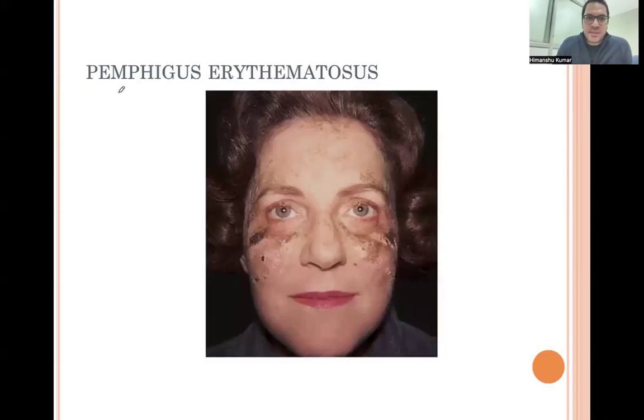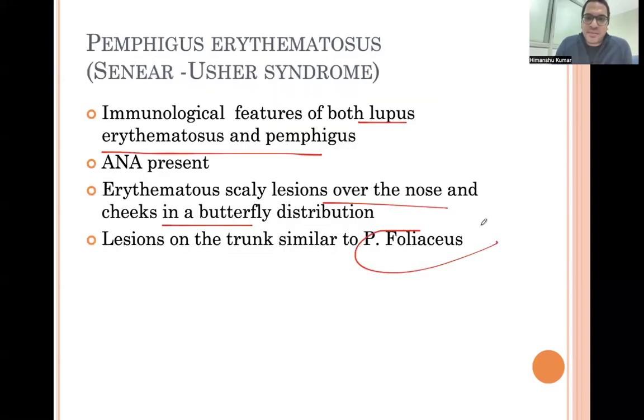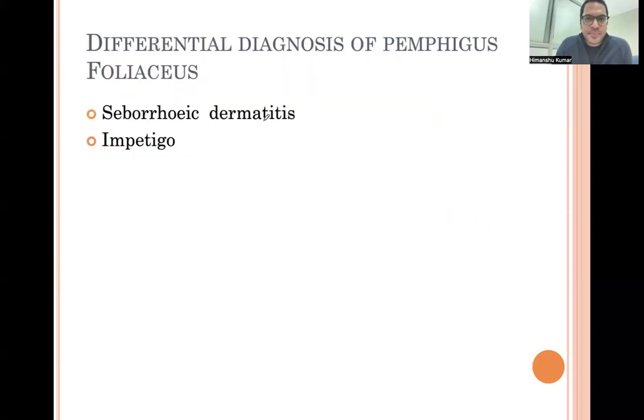This we see a patient of Senear-Usher syndrome, pemphigus erythematosus. I'm not sure, we don't really ask these questions in your NEET exams, but still, you never know what they ask. Okay. This rash you see on the butterfly area of the face looks like lupus, and then on the rest of the body we see pemphigus foliaceus like lesions.